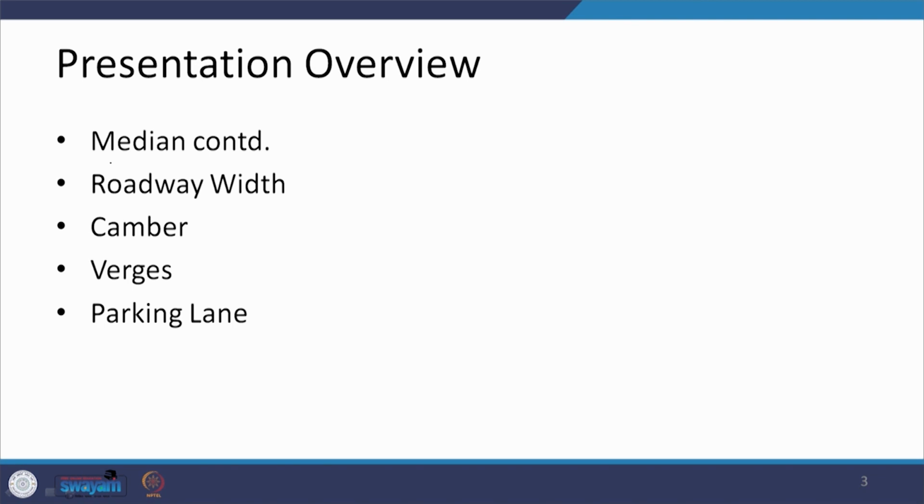We are going to continue with the median, we are going to look at the roadway width, the camber, the verges and the parking lanes. So, these are the things we are going to talk about in today's interaction.